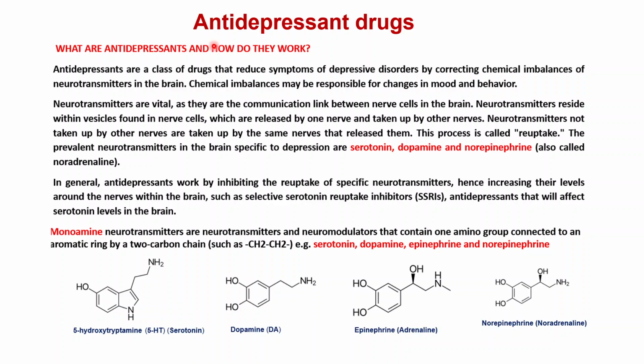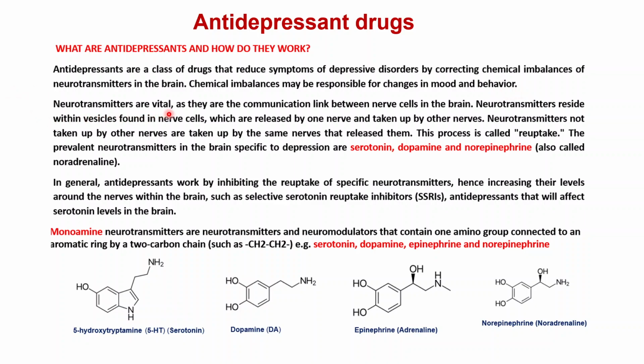Then we will discuss a little bit about the antidepressant drugs. So what are antidepressants and how do they work? Antidepressants are a class of drugs that reduce the symptoms of depressive disorders by correcting chemical imbalances of the neurotransmitters in the brain. Chemical imbalances may be responsible for changes in mood and behavior.